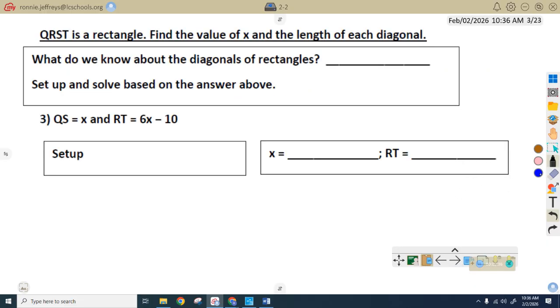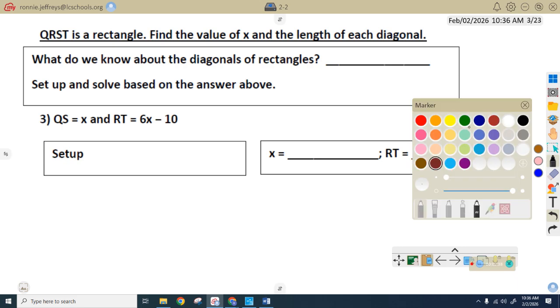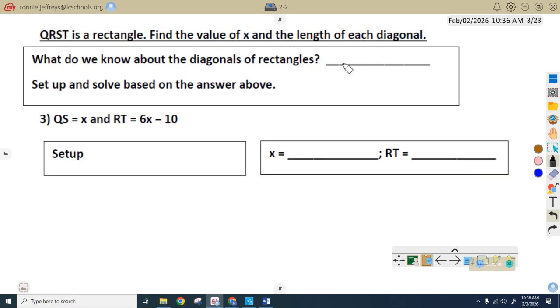Moving on to number 3. All right. Now, what do we know about the diagonals of rectangles? They're congruent. That means they're equal to each other. All right. So we would actually set this up like so.